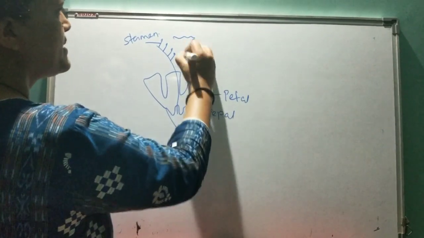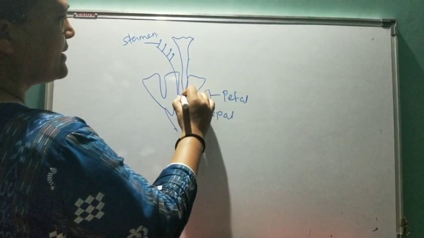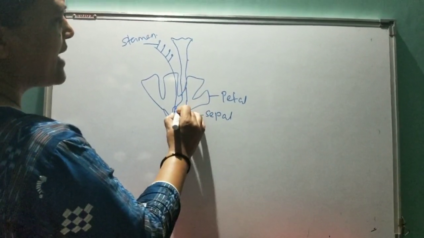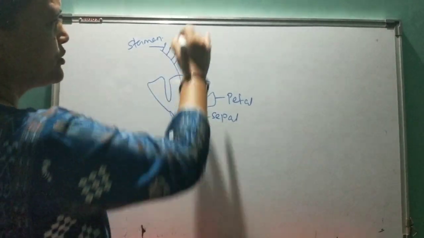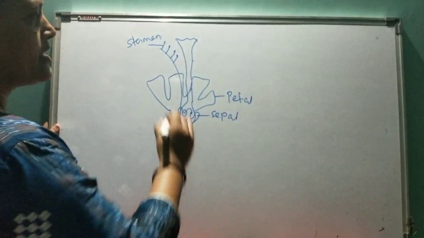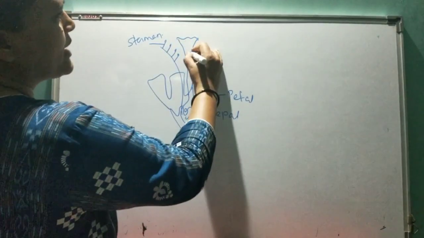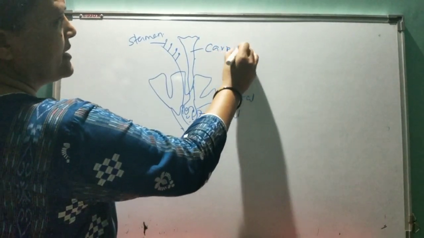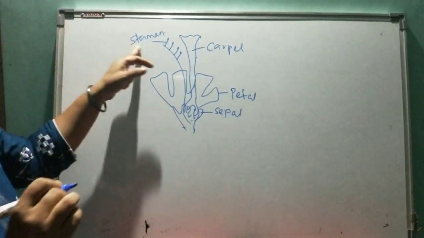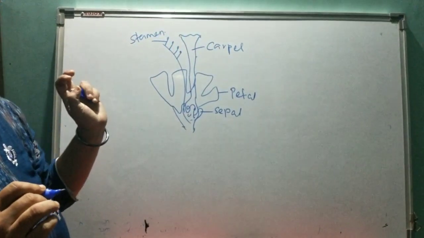The gynoecium has stigma, style and ovary. Inside the ovary, the ovum is present. So this is the female part, called the gynoecium, and each part of the gynoecium is called a carpel. Each part of the androecium is called a stamen, and each part of the gynoecium is called a carpel.